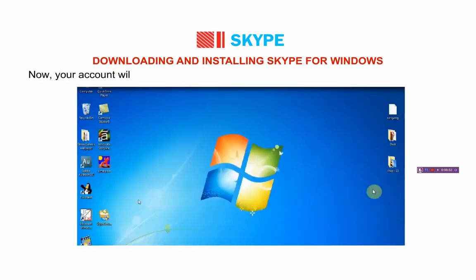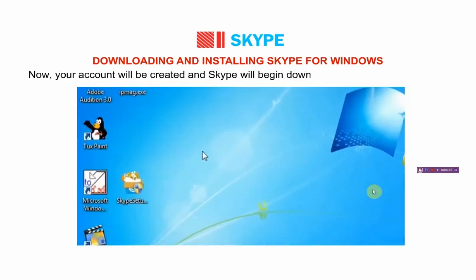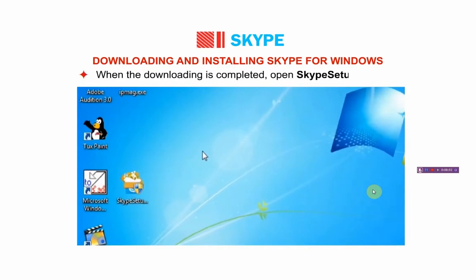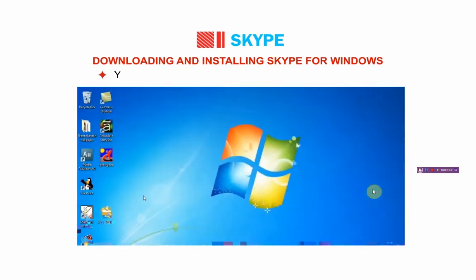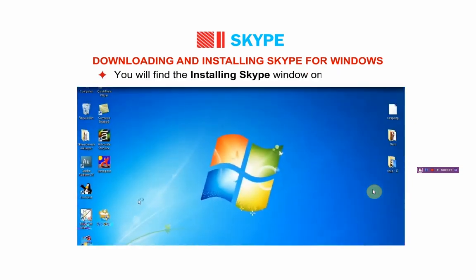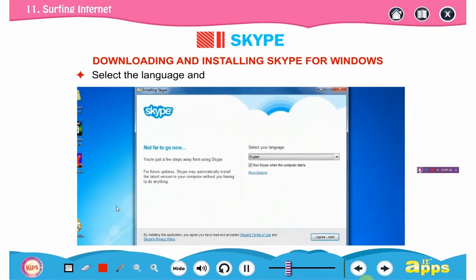Now your account will be created and Skype will begin downloading the setup application. When the downloading is completed, open the Skype setup.exe file. Depending on your download settings, you might find the file either on the desktop or in your browser's downloads window. You will find the Installing Skype window on the screen. Select the language and click on I Agree. Click the Next button to continue.